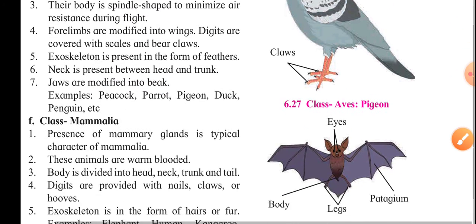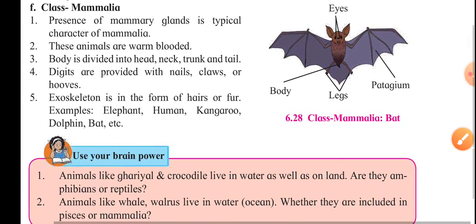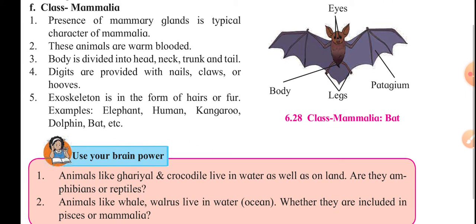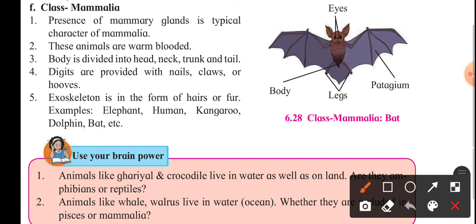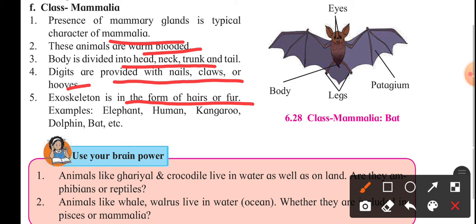And the next class we have to discuss is the class Mammalia. The presence of mammary glands is a typical character of Mammalia. These animals are warm-blooded. The body is divided into head, neck, trunk and tail. Digits are provided with nails, claws or hooves. The exoskeleton is in the form of hairs or fur. Examples are elephant, human, kangaroo, dolphin, bat, etc.